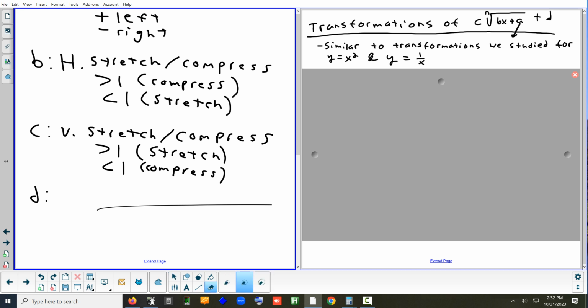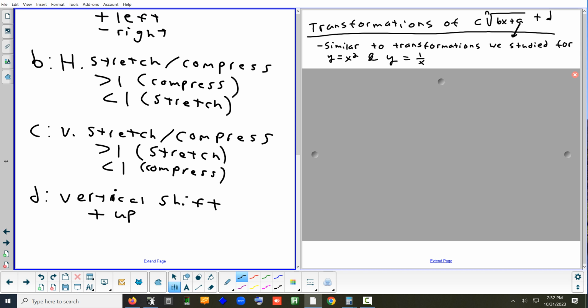All right. So what do you think D does? That's adding and subtracting a number, but it's on the outside. So it's like A, but it's outside instead of inside. Vertical shift. That's a vertical shift. And which way do you think positive would move it? Up. And a negative? Down.